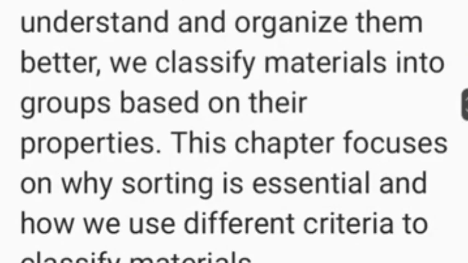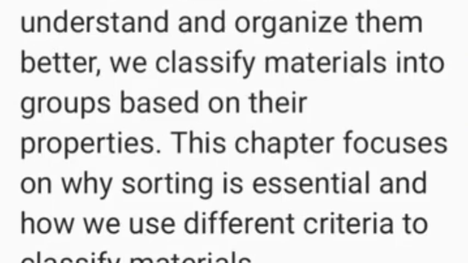Lesson 4. Sorting materials into groups. The world around us is filled with a vast variety of objects. To understand and organize them better, we classify materials into groups based on their properties. This chapter focuses on why sorting is essential and how we use different criteria to classify materials.